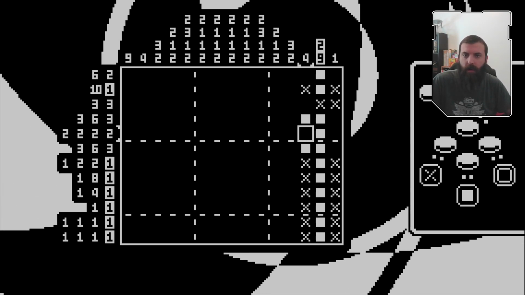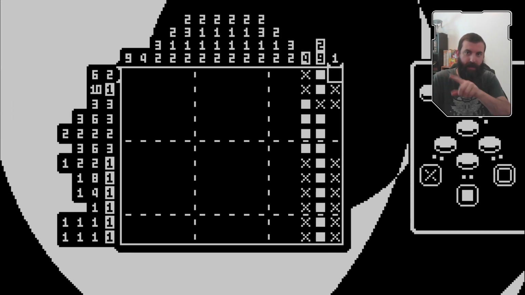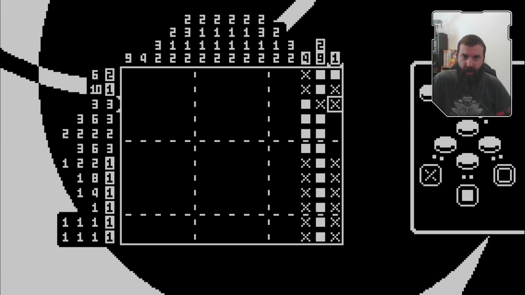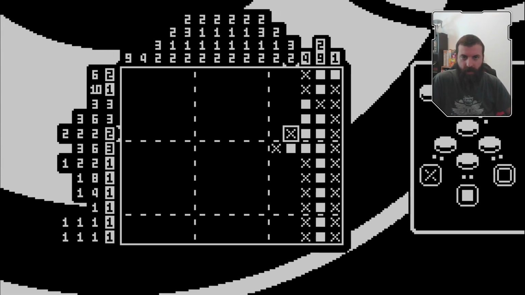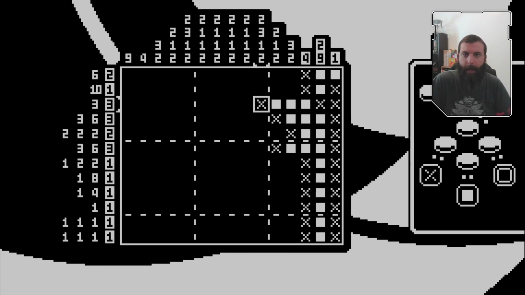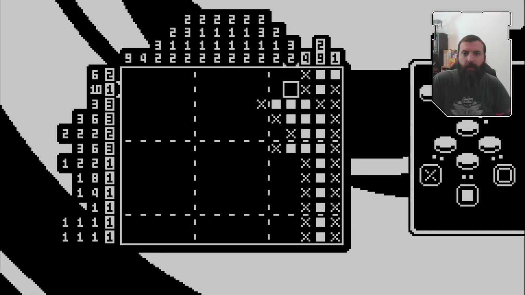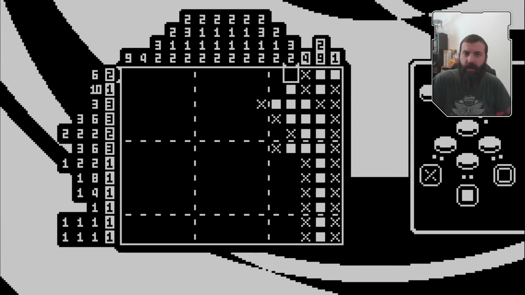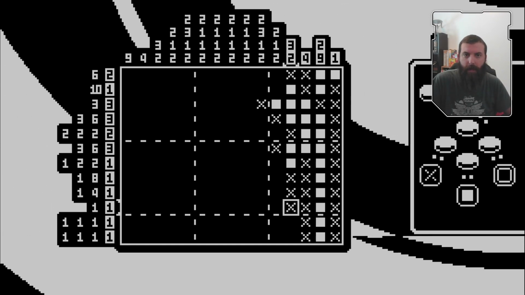Vertical 4 requires these be filled in, which now means that horizontal 2, that has to be that one. Closes these off. And mark these as good. Got a vertical 3 and a 2, so we can finish that out.